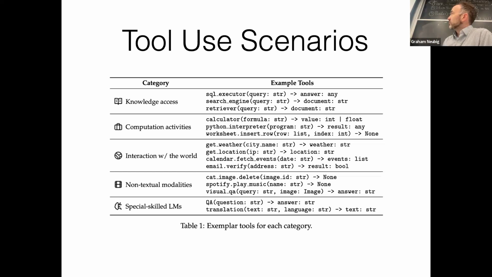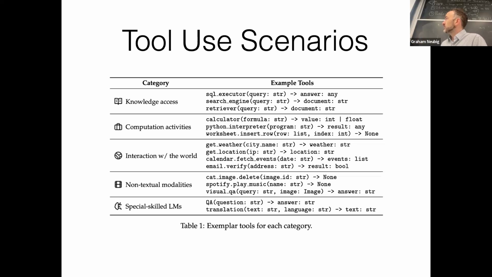So the first thing that you can do with tools is knowledge access. And there's a lot of different ways that people do this. One is by executing database queries like SQL. So you run SQL and get information from a database. Another thing is running a search engine, so this would be just running something like Google or Bing. Another thing could be retrievers, where you are actually running the retriever yourself in a RAG style system.